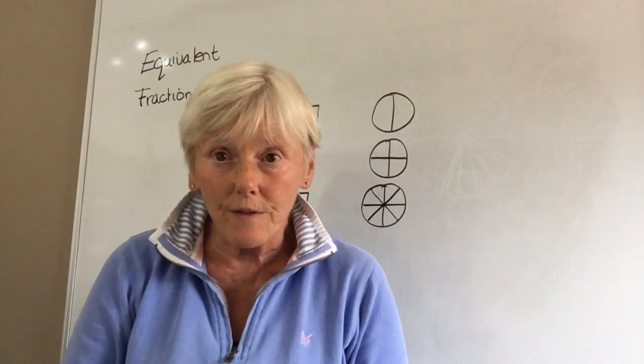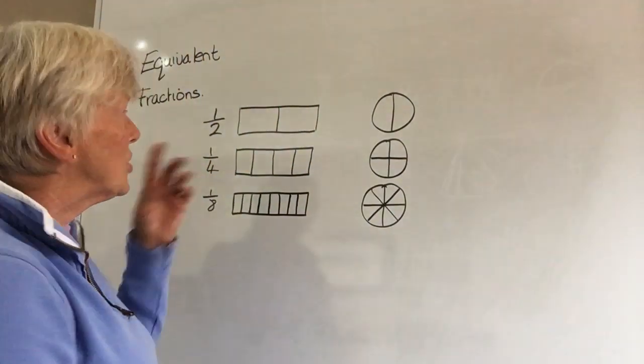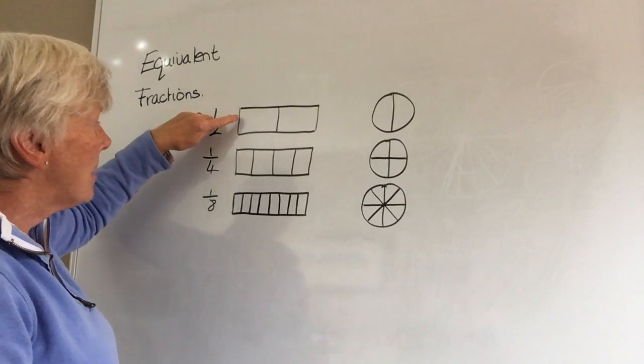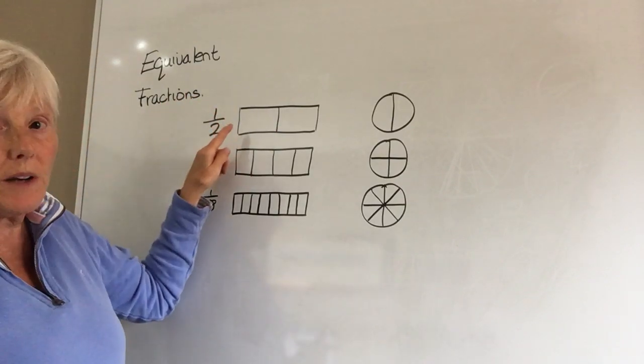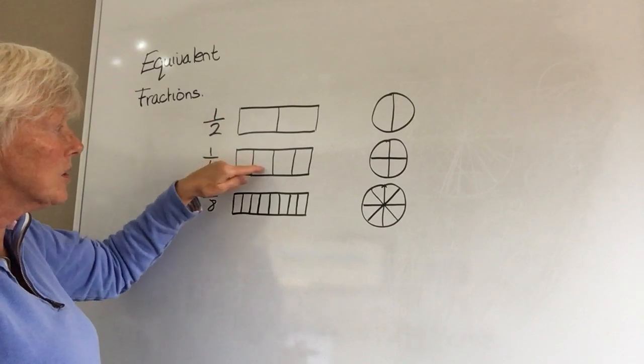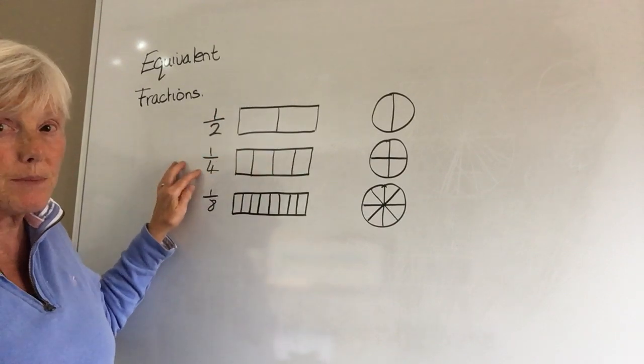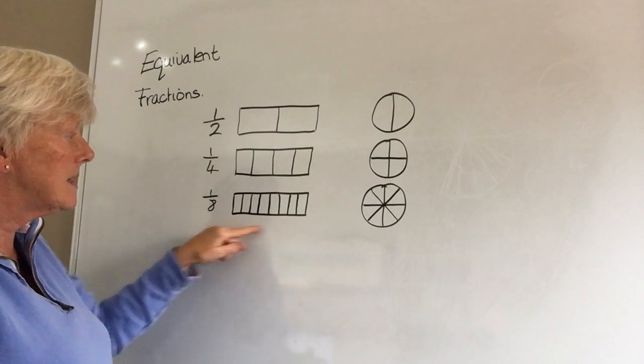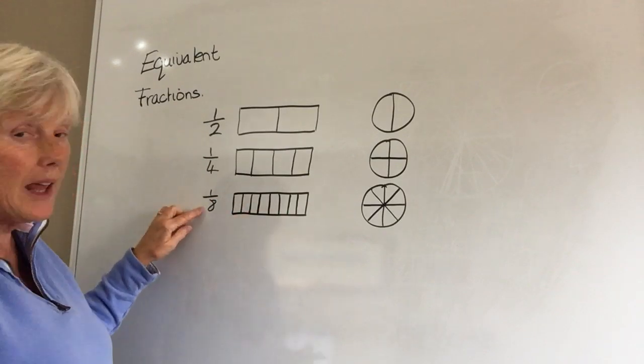So we're going to look at equivalent fractions, and here we've got some shapes. I've drawn some regular oblongs. First one I divided it into 2 bits, so each bit is a half. Here we've got it in 4 bits, each bit's represented by a quarter, and the last one is in 8 bits. So we're looking at eighths.